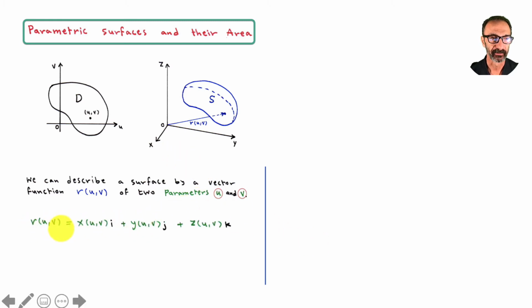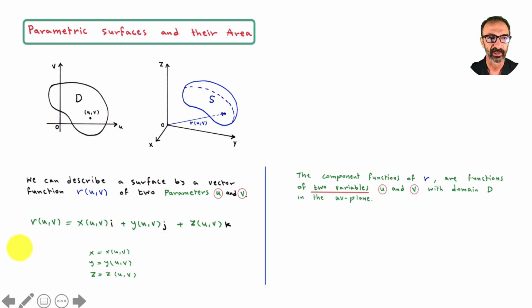R of U and V, to point to any point on the surface, will have the components X, Y, and Z of U and V, where X is a function of U and V, Y is a function of U and V, and Z is a function of U and V. So those parameters U and V are the main part. You have to focus on that: you have three variables or three components, but they're coming from two.